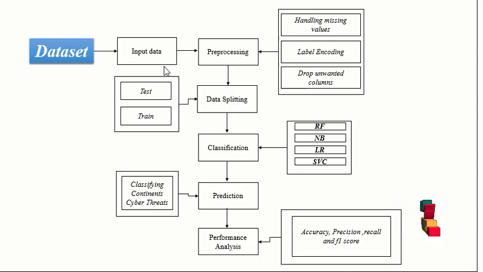Then we classify the data using the classifier models: random forest, Naïve Bayes, linear regression and support vector classifier. Overall, the support vector classifier model provided the best performance for our work, and then it predicts our results. Based on the results, we calculate the performance metrics: accuracy, precision, recall and F1 score. So this is the overall flow of our work.